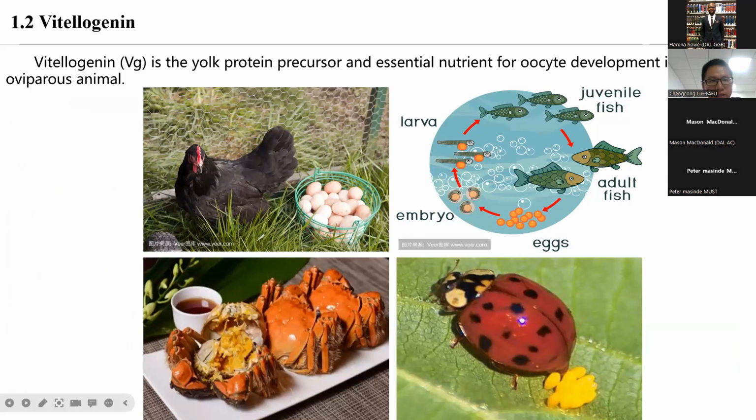Vitellogenin, we call VG, is a yolk protein crucial and an essential nutrient for oocyte development in female animals. In the last few decades, VG has been isolated and identified from a variety of animals such as fish and bird, and from a variety of invertebrates such as crab. This suggests that VG is a conserved yolk protein.